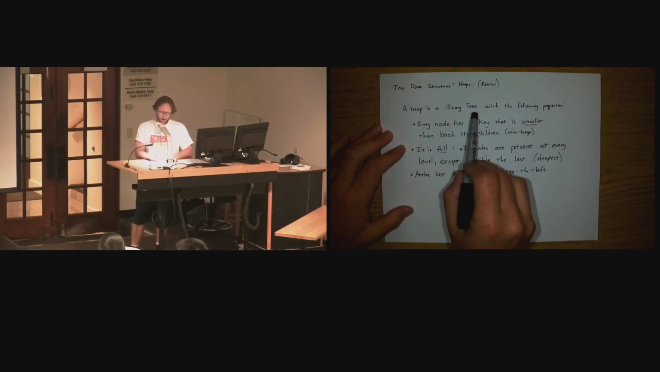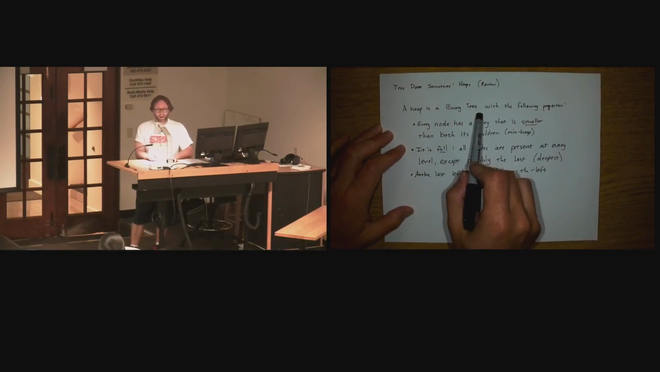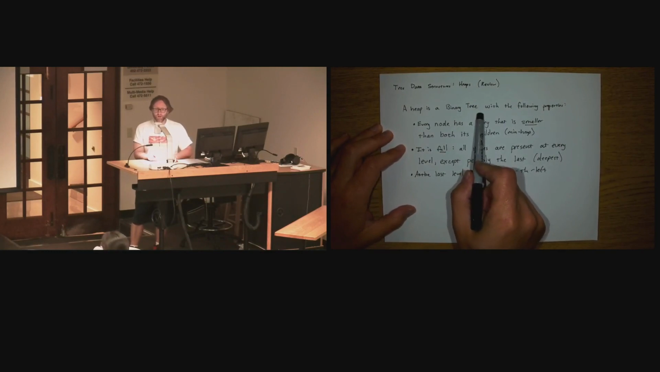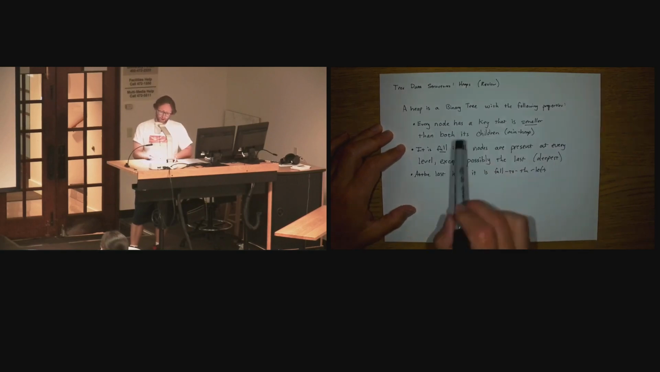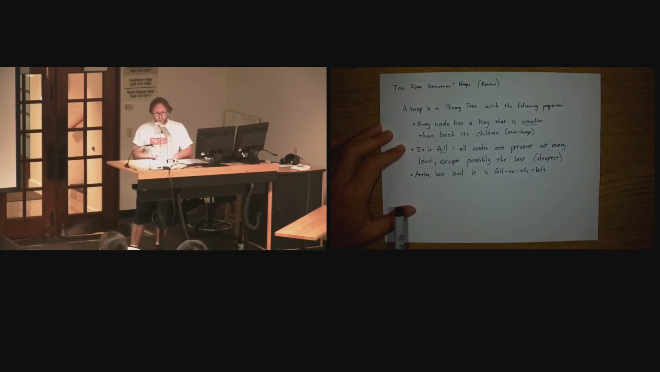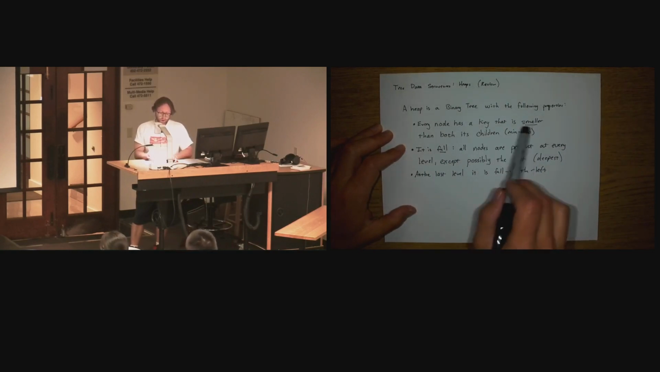So just as a review here, remember that heaps are tree-based data structures. A heap is a binary tree, so every node has at most 2 children. It could still have 0 children and be a leaf. It could still have 1 child but not the other child. But it also has these additional properties. It's not a binary search tree, first of all, because every node has a key that is smaller than both of its children. This is called a min heap.